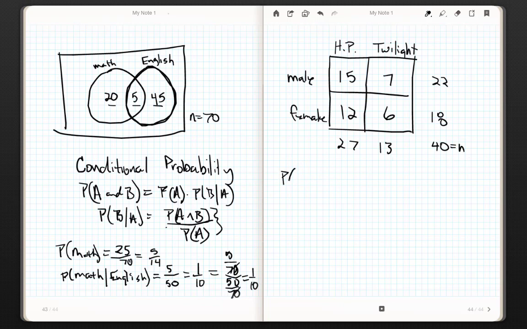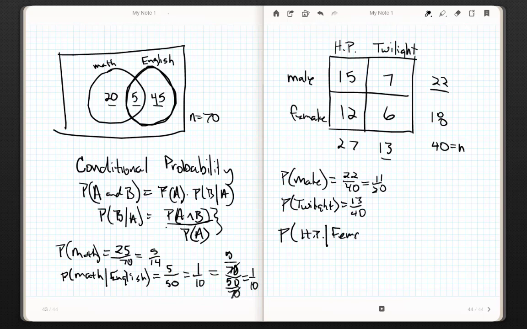What is the probability that I asked a male? Well, I find the total of males, which is 22, and I divide it by 40, and I get 11/20ths, about 55%. What's the probability of finding somebody that liked Twilight? Well, again, I just go 13, and I divide it by 40, and I'm done. Easy peasy. Now let's find the probability that somebody favored Harry Potter given that they were female.